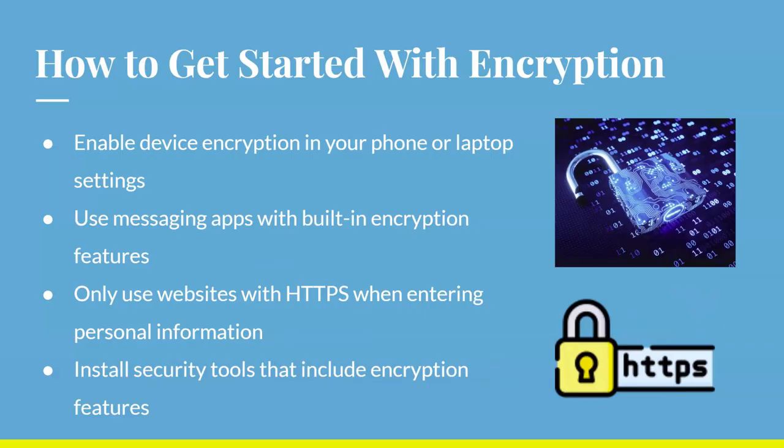So here's how to get started. Enable device encryption in your phone or laptop settings. It depends on the app. I don't think there's an enable-encryption option in every phone settings app, but it depends on the specific app you're using, let's say WhatsApp or Telegram. Use messaging apps with built-in encryption features. WhatsApp is a good one, like we talked about. Only use websites with HTTPS when entering personal information, and install security tools that include encryption features. If you're using a banking application, especially a third-party one made by someone else, make sure it has some form of encryption.